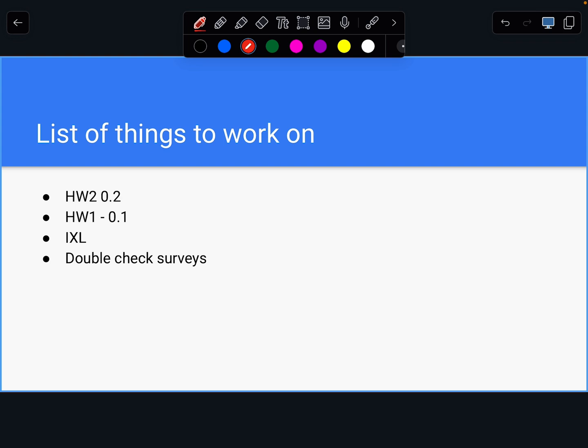Okay, so while you're in class, these are the things that you should work on, and these are listed in priority. Since you just finished lesson 0.2, you should work on that homework first. Okay, if you still haven't finished homework 1 from 0.1, work on that next. Then if you finished both of those, you should go and finish your IXL diagnostic. And if you're done with that, make sure that you have your Get to Know Me survey and your Show Me What You Know survey done.